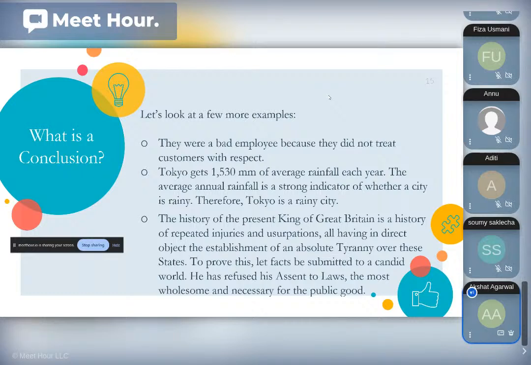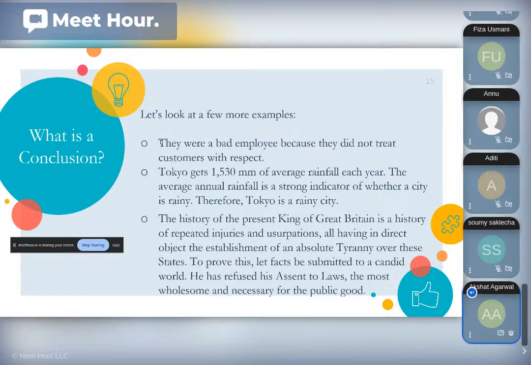If you see the first example, it says they were a bad employee because they did not treat customers with respect. A very simple statement. I'm basically expressing an opinion that they were a bad employee. It could be anyone. I'm just saying that they were bad. Now, what's the reason I'm giving? Because they did not treat their customers with respect. So everything after "because" becomes my premise, and my conclusion is that they were a bad employee.